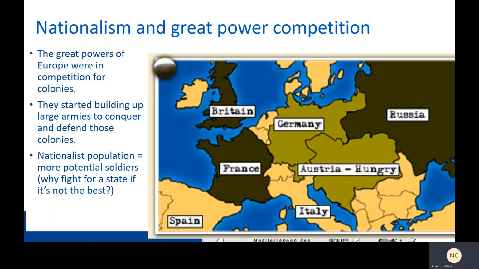Speaking of the great powers, two states on this map did not exist before the Industrial Age and joined together to form a state because of nationalism during the Age of Empire. And those two are Germany and Italy, and we're going to look at their formation in a second.